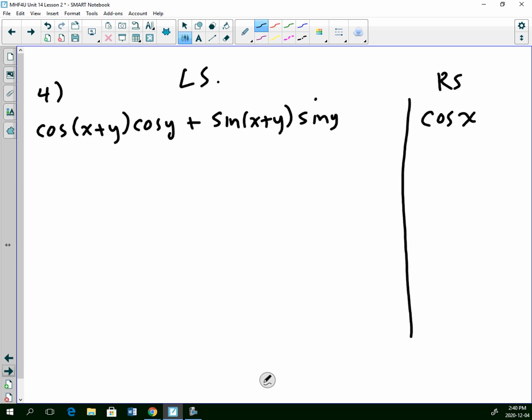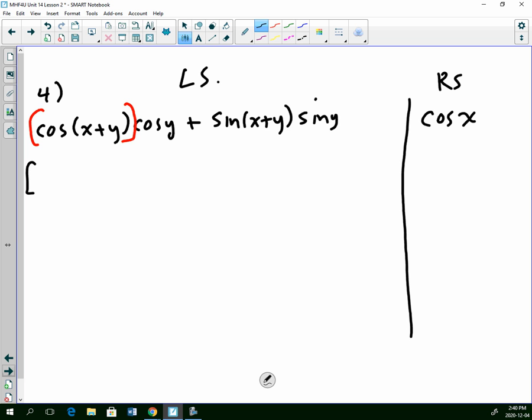Okay, I'm going to do it the long way first. So on the right, it's just cosine, so I don't have to do anything on the right. I'm just going to work down the left side. So I'm going to expand my compound angle formula. I'm going to look up my identity sheet, and write out the compound angle formula for cos of x plus y.